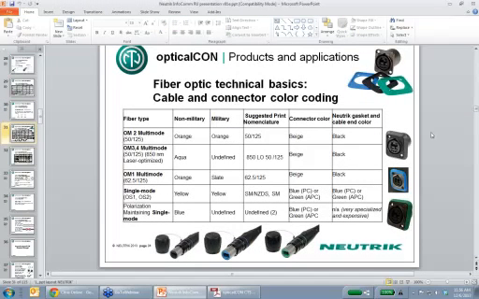Okay. So let's talk about color coding. This is kind of important. Again, you can have a cable, it can be multimode, or it can be single mode, or it can be single mode angle polish.